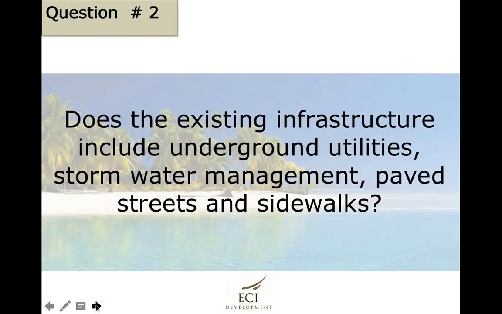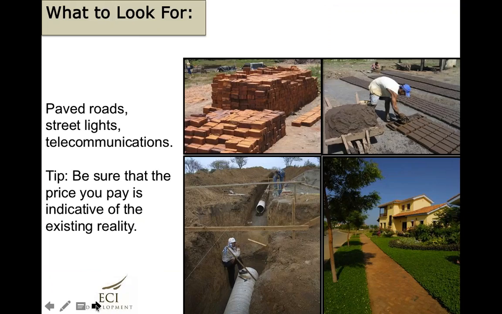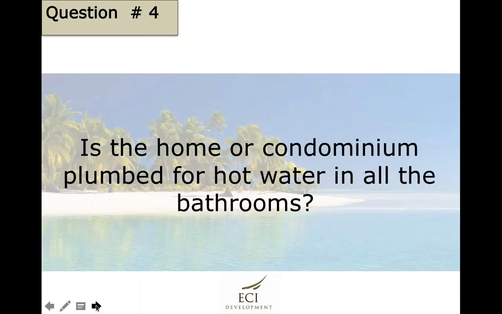So question number 2, does the existing infrastructure include underground utilities, stormwater management, paved streets, and sidewalks? So you definitely want to look for these things whenever you're visiting a location or help inform your clients that they need to be looking for these things, because a lot of this seems so second nature. Coming and living in the States, you wouldn't even think to question if there are sidewalks or paved roads, telecommunications, this storm drainage system, sewage systems. But be sure to tell your clients that these things may not be there, and they really do need to ask and do their due diligence very thoroughly when they're looking abroad.